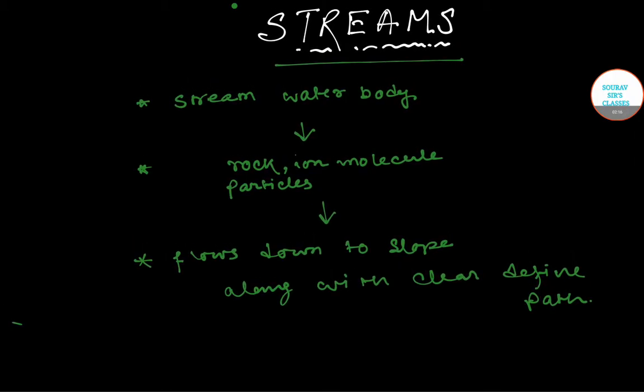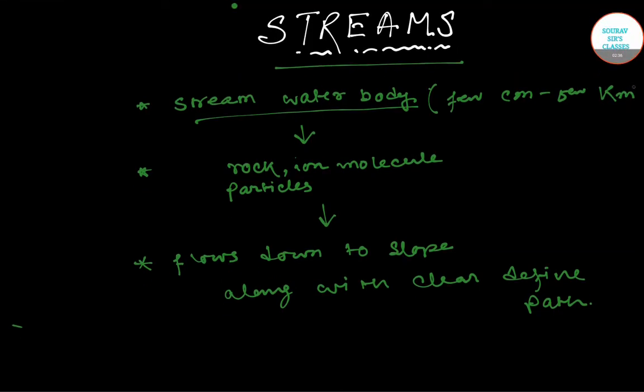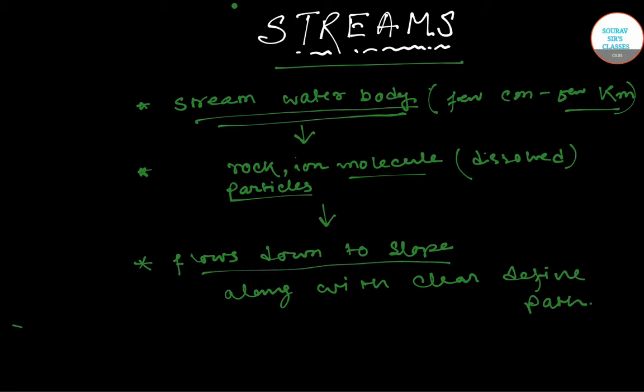So this is what a stream is, a water body. And let me tell you one more thing: in size, it can be from a few centimeters to a few kilometers in length. So a stream is a water body that is from a few centimeters to a few kilometers in size, and it carries rock particles and ion molecules that are already dissolved in the water body. It flows down the slope along with a clear defined path. So this is what the definition of a stream can be.